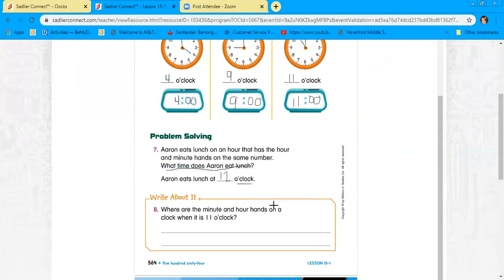Number 8, where are the minute and hour hands on a clock when it is 11 o'clock? To answer that question for you, and if mom and dad want to help you write this, you can. It would take very long for me to try and write this out on my computer. So the minute hand and the hour hands to show 11 o'clock, minute hand would be on the 12. Your hour hand would be on the 11. That's how we know it's 11 o'clock. If you want to go ahead and write hour hand is on the 11 and minute hand is on the 12, you can go ahead and do that and ask mom and dad to help you write that for you, but we did just talk about that just now.